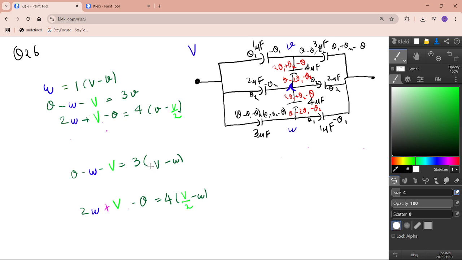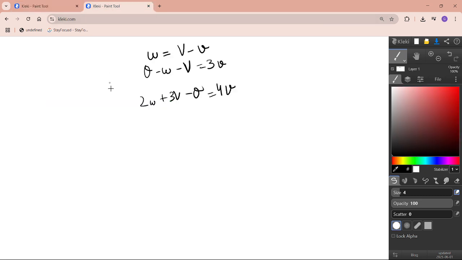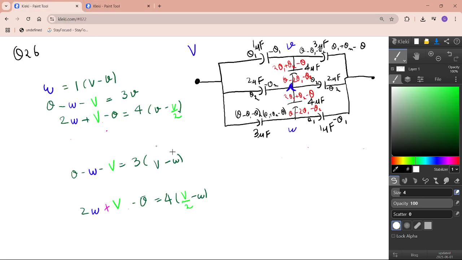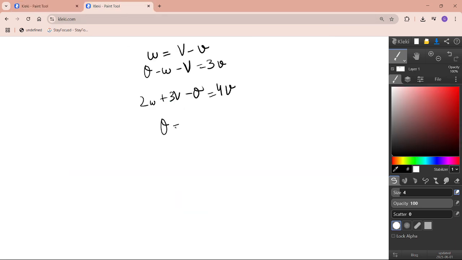3V and this V becomes 4V, and minus 3 omega and plus omega is minus 2 omega. So 4V minus 3 omega plus 1 omega is minus 2 omega. Q is equal to 4V minus 2 omega. So we already have some kind of relation between Q and V now. Just have to find this omega in Q and V, and we are done.